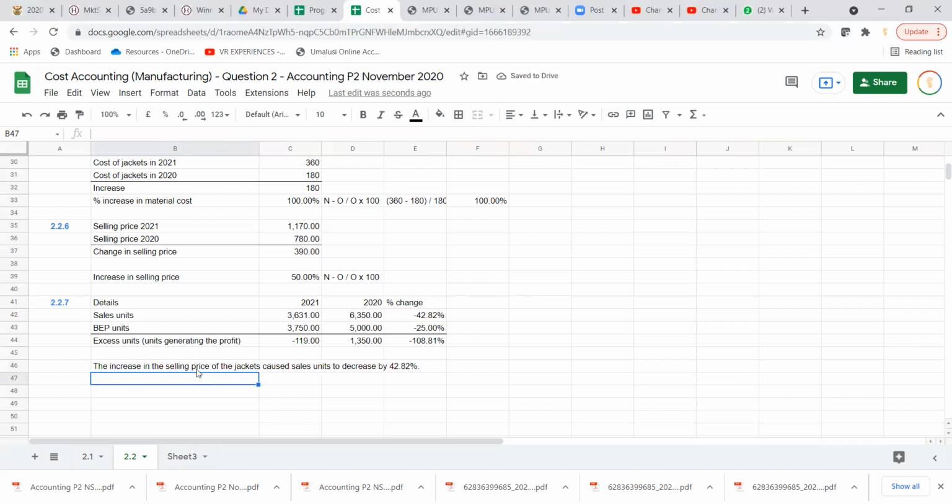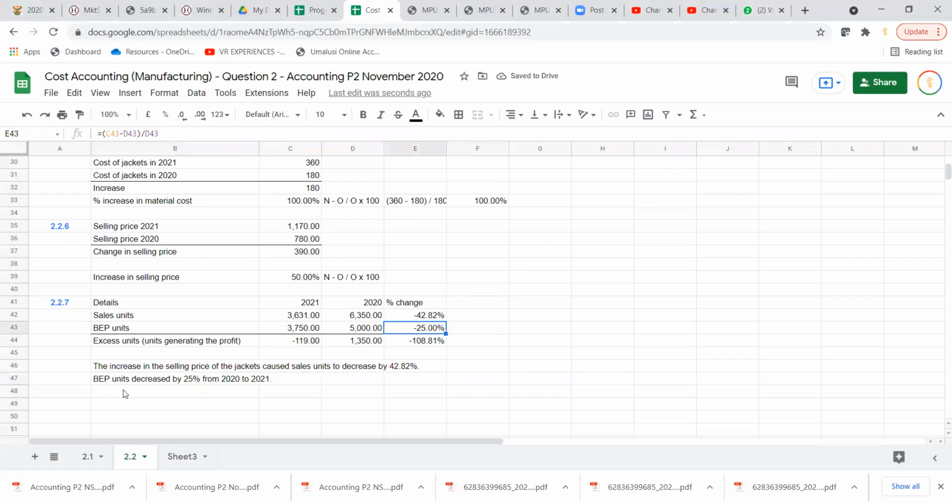Then you can also say break even point units decreased by 25% from 2020 to 2021. Okay, so there we can see.